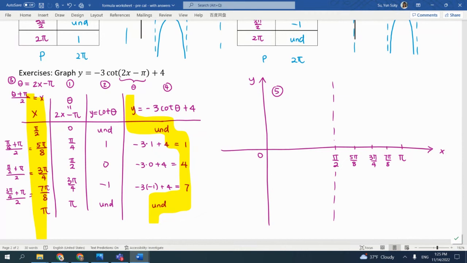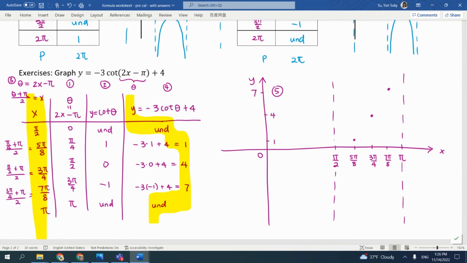And then, what's the next point? You get 1. Yes, you get 1. Oh, because I need to get at most 7, so maybe I should put my 1 smaller. So let's say this is 4, and let's say this is 1. Okay. So 1 is right here. And then what? We get 4. Yes, everybody? And then we get 7 right here. And then undefined.